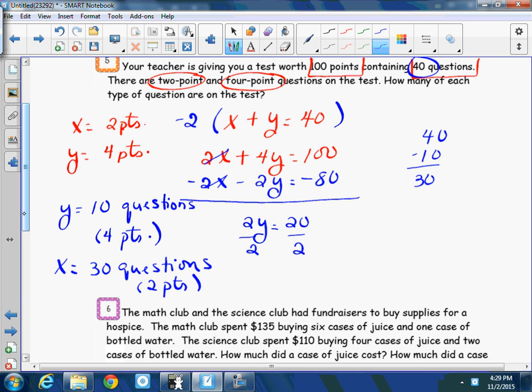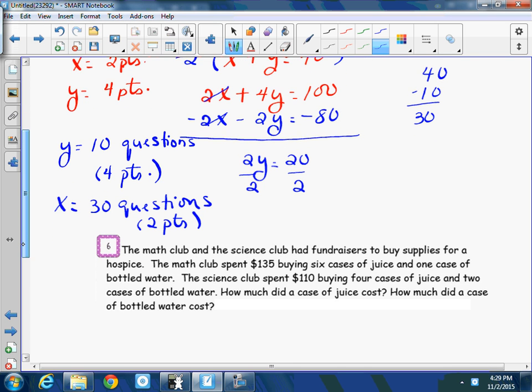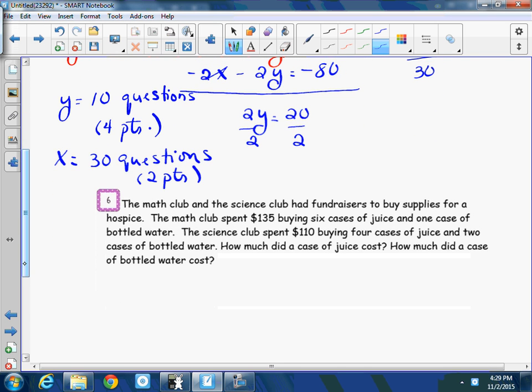All right, so you need to go ahead and finish number 6. Elimination will be the easiest one to do on number 6. So for Wednesday, you need to make sure that number 4 and number 6 are also done. So that's it for today.